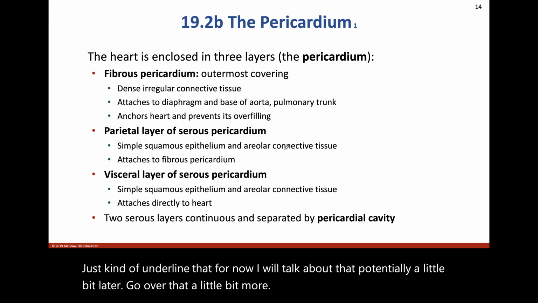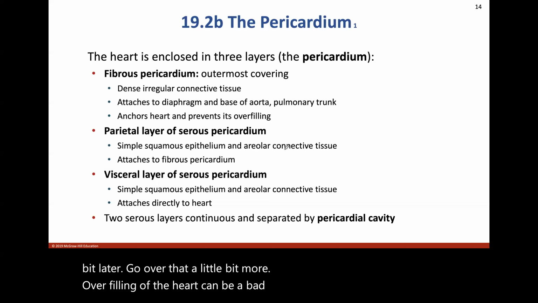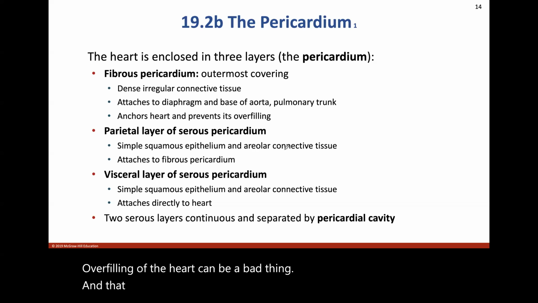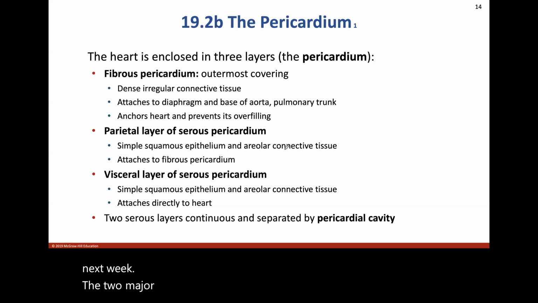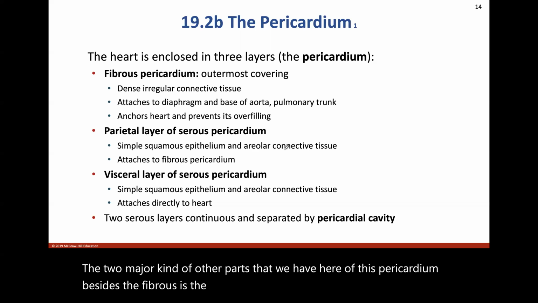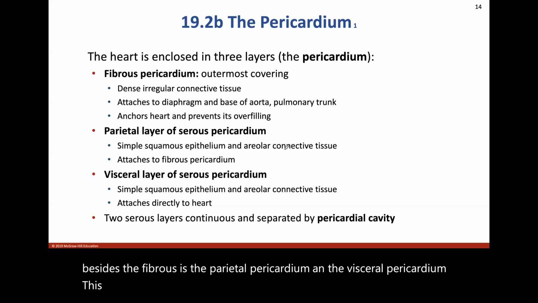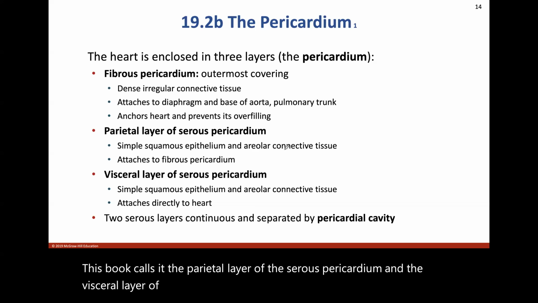Overfilling of the heart can be a bad thing, and that can affect cardiac output, and we'll probably get to that more next week. The two major other parts of the pericardium, besides the fibrous, are the parietal pericardium and the visceral pericardium. This book calls it the parietal layer of the serous pericardium and the visceral layer of the serous pericardium. So let's dissect these words.